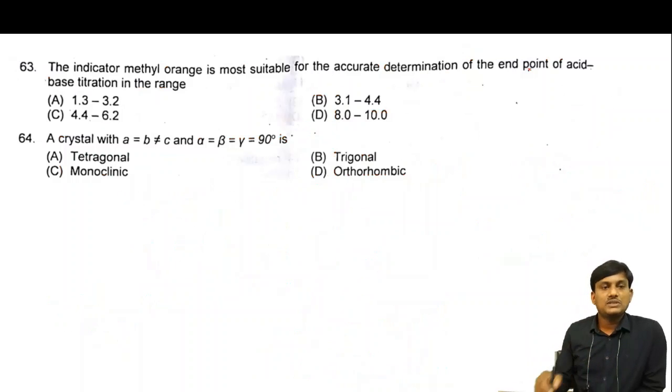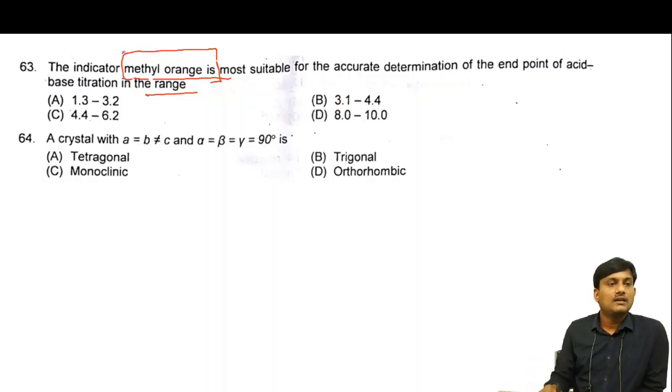The indicator methyl orange is most suitable for the accurate determination of the endpoint of acid-base titration in the range. We know that methyl orange is a weak base and it is used as an indicator. This one is not suitable for the titration between strong acid and weak base. What is the range here? The indicator range is 3.1 to 4.4. This is the correct option.